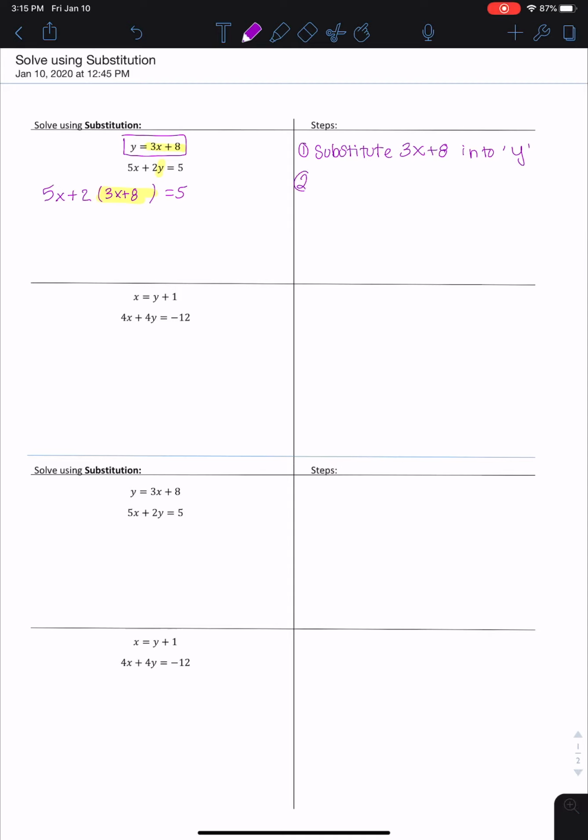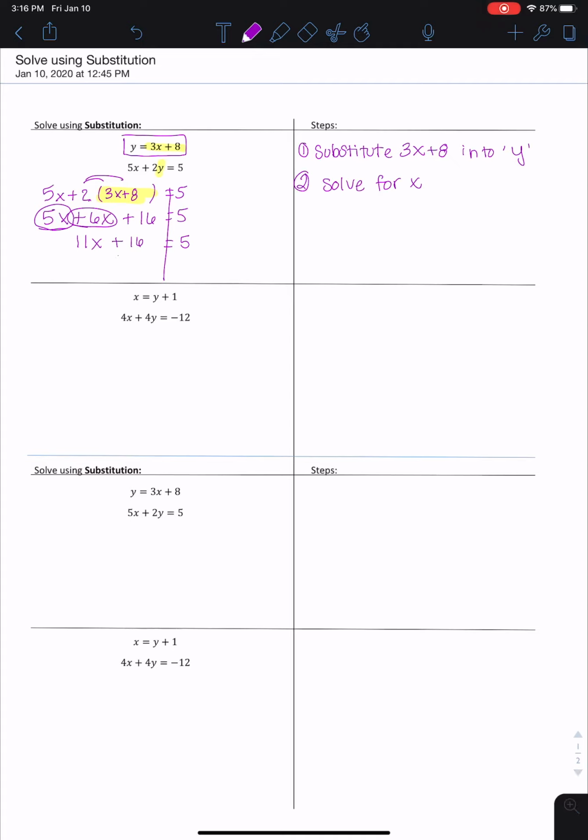Second, going to solve for x. And we're solving for x because that's the only letter I have left in that problem. So I have 5x, 2 is distribute. So 2 times 3x is plus 6x. 2 times 8 is 16. That all equals 5. Then I have x's, so I'm going to take the 5x plus the 6x, combine them, 11x's plus 16 equals 5.